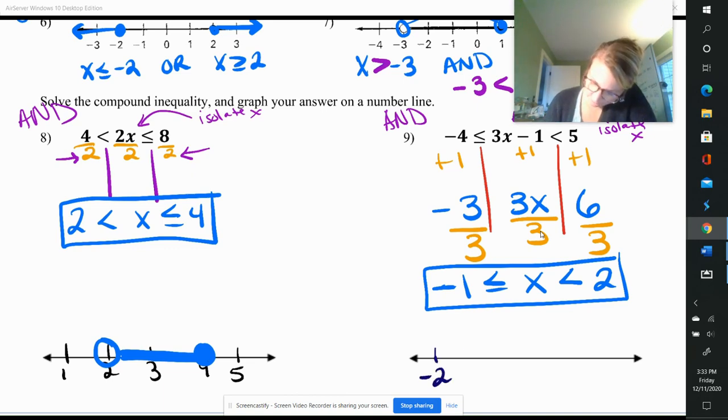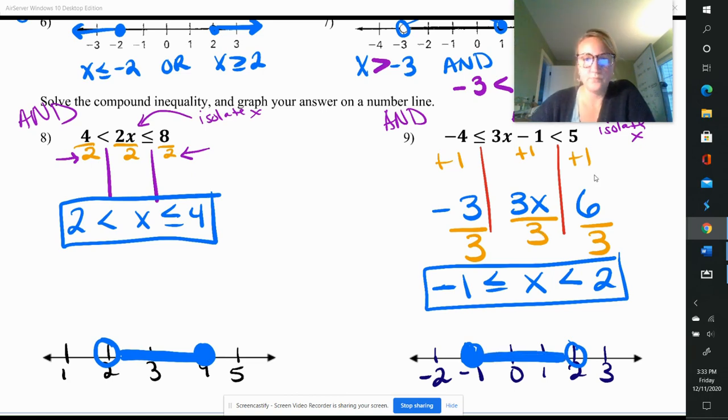So time to graph. Endpoints are at 2 and -1. It's an and, so we shade in between. Okay, so that's solving an and compound inequality. Isolate x in the middle. Whatever you do to the middle to isolate x, you have to do to the right and to the left as well.